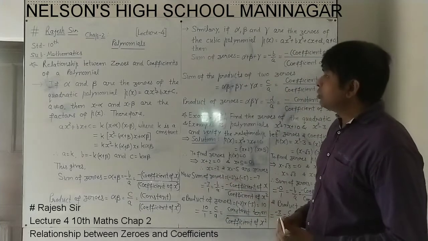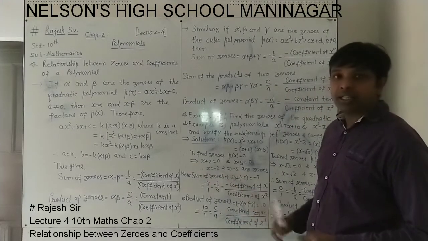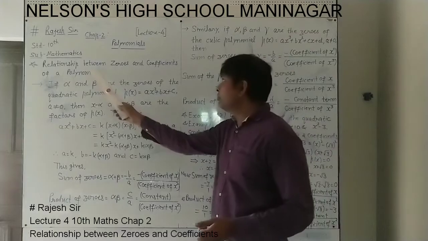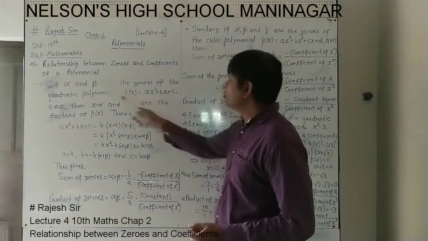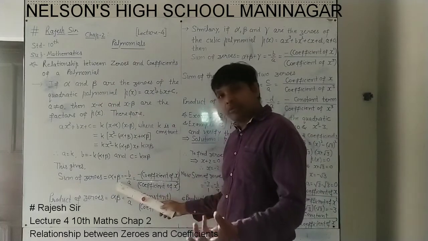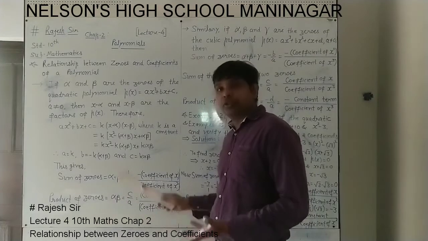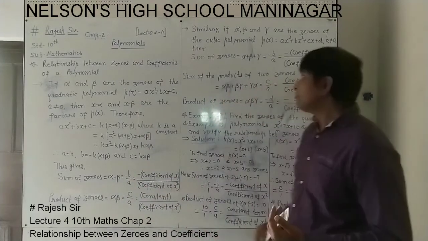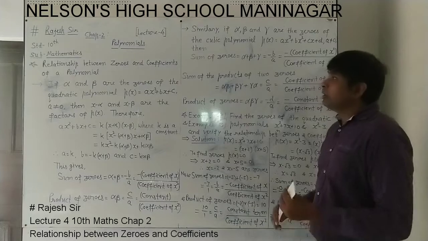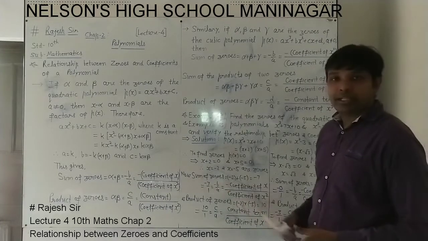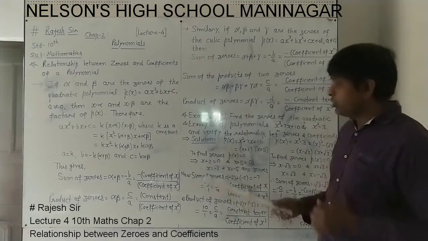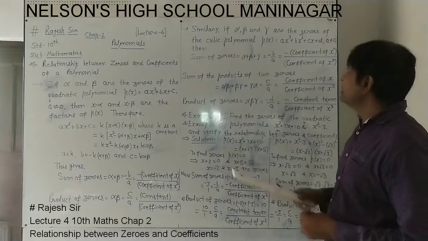Right? This is for the quadratic polynomial. The zeros are there, and the relationship between the zeros and the coefficients: these are the sum of the zeros and these are the product. The relations are here for the quadratic polynomial. For the quadratic polynomial we have seen the zeros and their relationship with the coefficients of the polynomial.